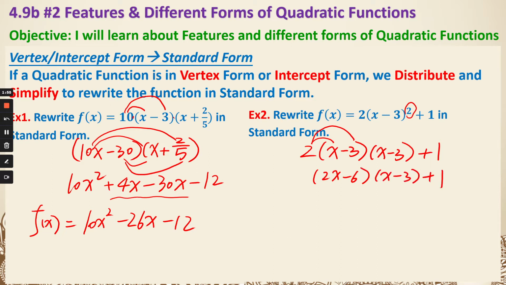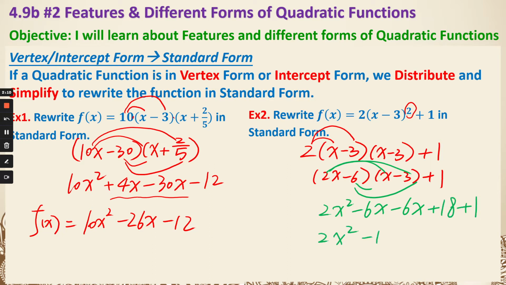Now we are going to do more distribution. So we got 2x squared, 2x times negative 3, that's negative 6x. Then we have another negative 6x. Negative 6 times negative 3, that's plus 18, then plus 1. So we have altogether 2x squared minus 12x plus 19, with an f(x) equals in the front. So just a reminder, the standard form is ax squared plus bx plus c.